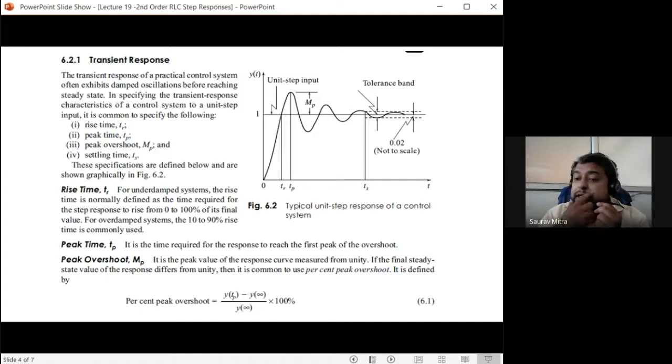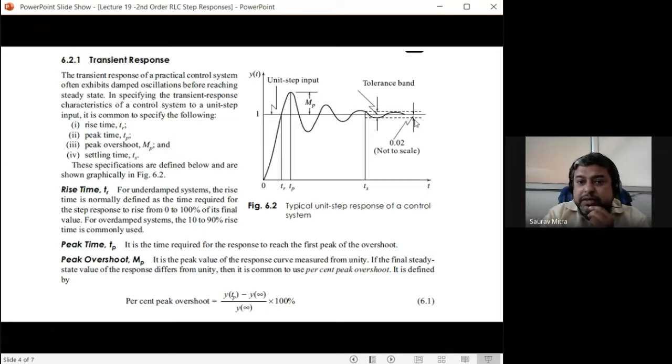So there are two limits. When the oscillation is less than 2%, it is called 2% TS, and when the oscillation is less than 5% of its amplitude, 5% TS. What is meant by 5%? What is 5% of 1? 0.05. Okay, so the input is 1, and 5% of it is 0.05. So when this waveform enters 0.95 to 1.05, what is 0.95? It is 5% less than the actual input. The upper arrow and the lower arrow.